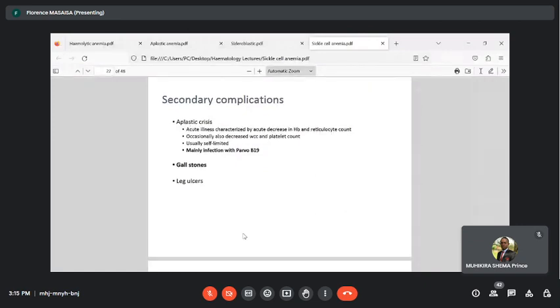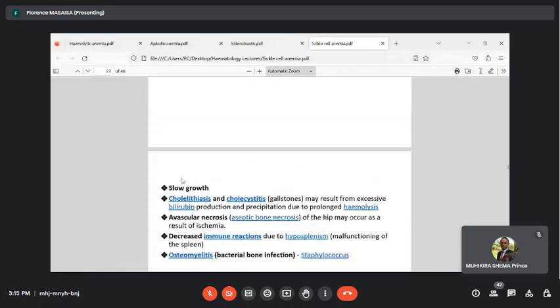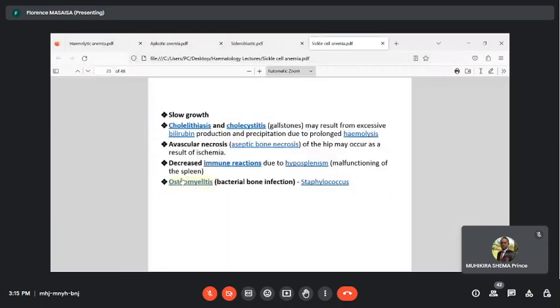We have also a second complication, which is aplastic crisis, which is caused by a decrease in hemoglobin and reticulocyte counts, and also a decrease in the white blood cell and platelet count. Usually it's self-limiting, but sometimes it is associated with parvovirus B19. Gallstones: because of chronic hemolysis, there will be an increase of bilirubin causing gallstones. There are also leg ulcers due to infection and poor oxygen supply. So I've spoken about avascular necrosis and hyposplenism, which are the issues now.